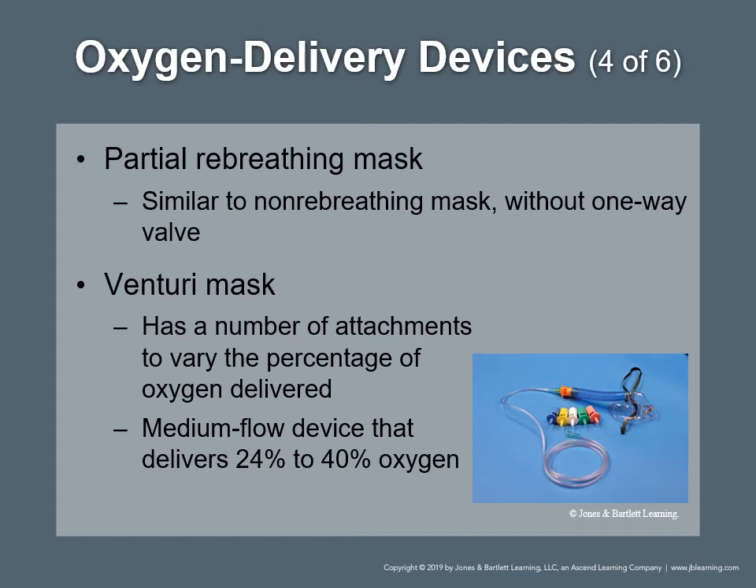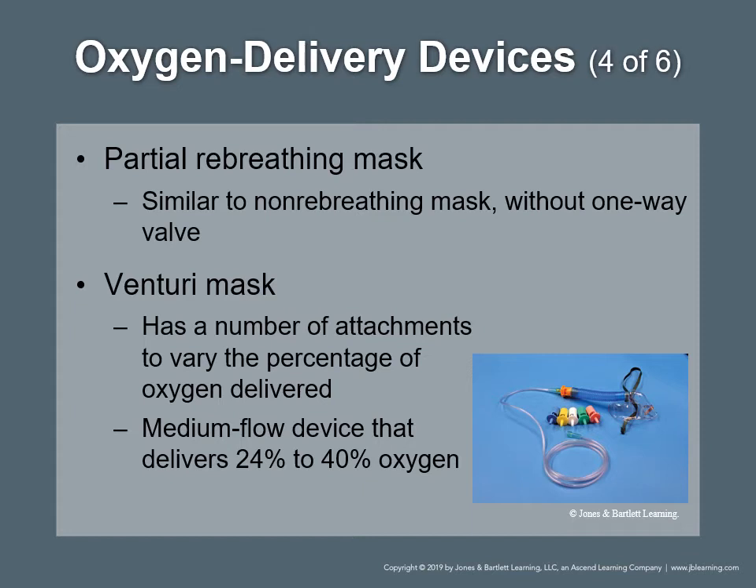A partial rebreathing mask. This is similar to a non-rebreathing mask, except where there is no one-way valve between the mask and reservoir. Patients rebreathe a small amount of their exhaled air. This is ideal for patients experiencing hyperventilation syndrome.